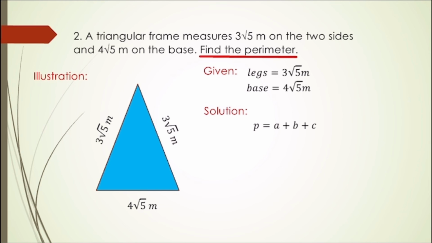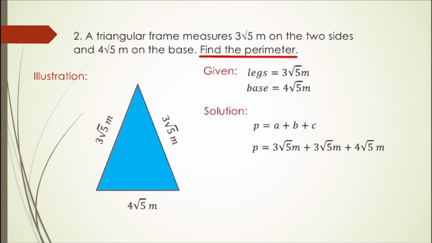And after that, let's substitute the value. So we will have that now 3 and square root of 5 meters plus 3 and square root of 5 meters plus 4 and square root of 5 meters. As you can see, they are like radicals. And since they are like radicals, we can add the three terms. So again, magfo-focus lang tayo saan? Doon sa mga whole number, or hindi doon sa mga number na nasa labas ng radical sign. And again, hindi tayo magfo-focus dun sa loob ng radical.